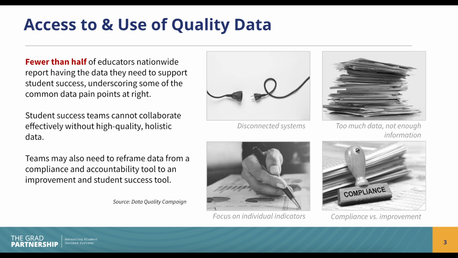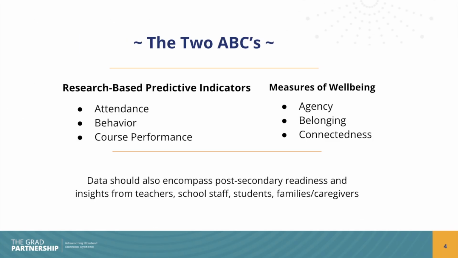The perceived purpose of data can also make it more or less accessible. Because of data's important role in mandatory compliance rules, teams may not appreciate that data is also a vital tool for improvement and student success. Finally, due to the timeline of policy rollouts, we often mistakenly examine data using only one single indicator. Analyzing the two ABCs is a surefire way to see the whole student and avoid siloed data.